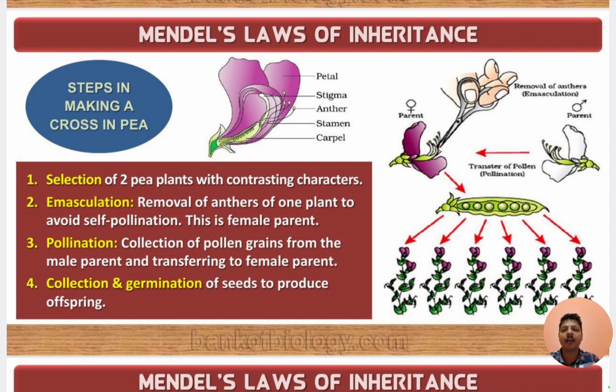First of all, selection of two pea plants with contrasting characters. Second is emasculation, that is removal of anthers of one plant to avoid self-pollination. As you can see, this process is emasculation. This is the female parent. Coming to pollination, collection of pollen grains from the male parent and transferring them to the female parent. And then finally collection and germination of seeds to produce offspring. These are the steps in making a cross in a pea plant.